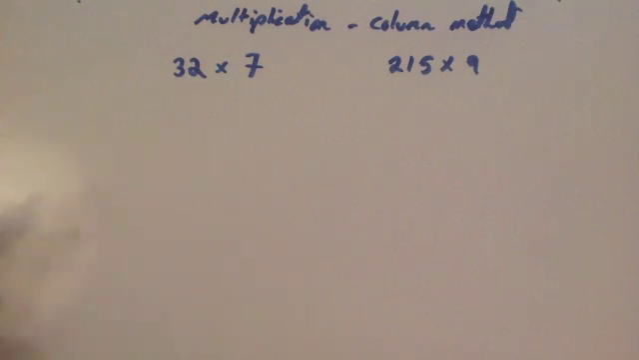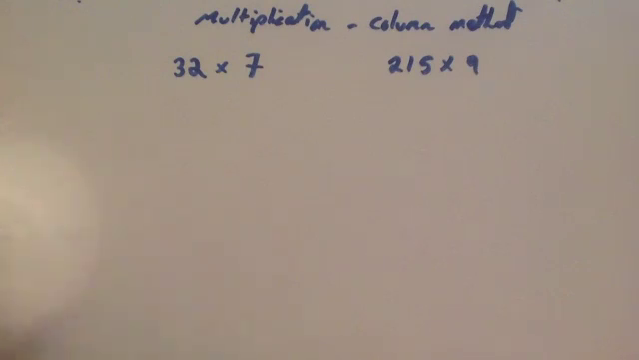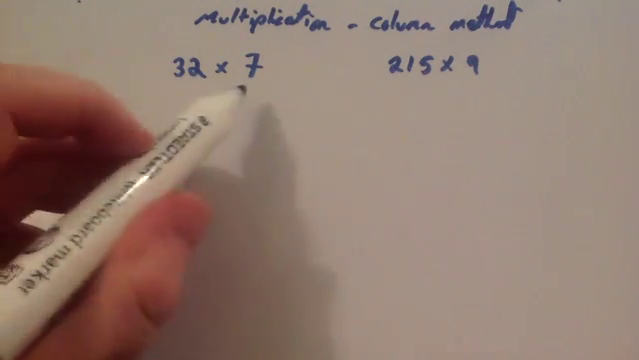Okay, in this video we're going to look at multiplication and using the column method. Now the column method is a method that I personally learned in school. I didn't really learn the grid method, and a lot of older people, your parents perhaps, will be quite familiar with this method. Both methods are perfectly fine as long as you can multiply and get the answers correct, then that's the most important thing. So, let's do 32 multiplied by 7.